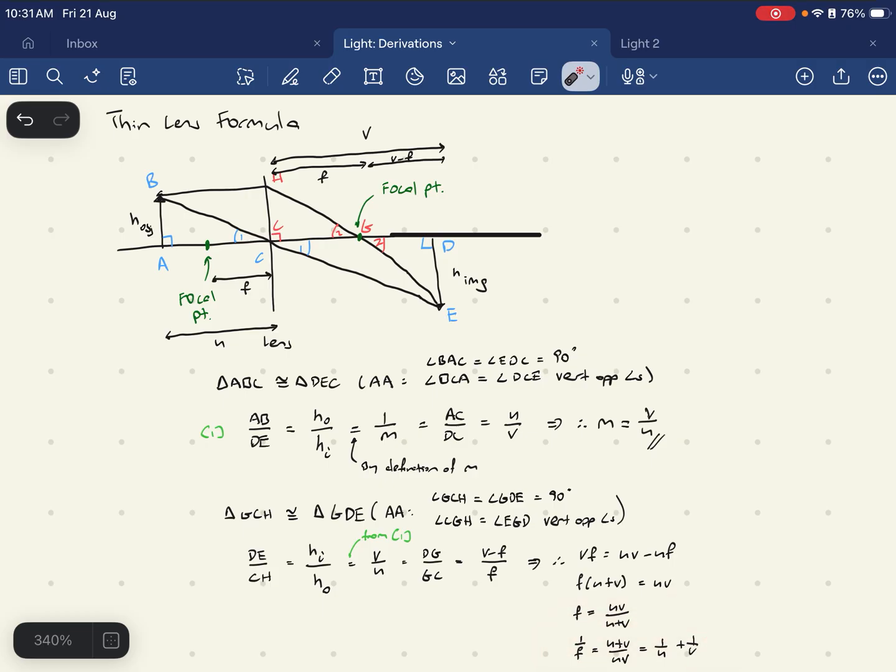So that's how you get the thin lens formula, just by doing some simple geometry and considering the definition of the principal ray and the ray that is parallel to the lens that cuts through the focal point.